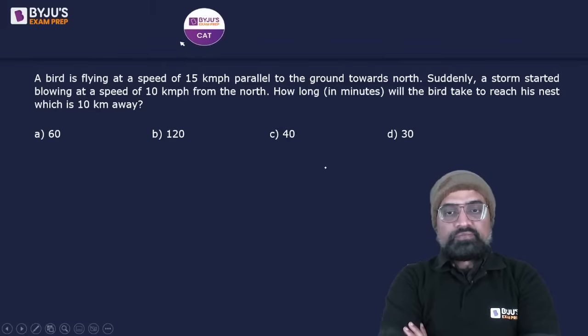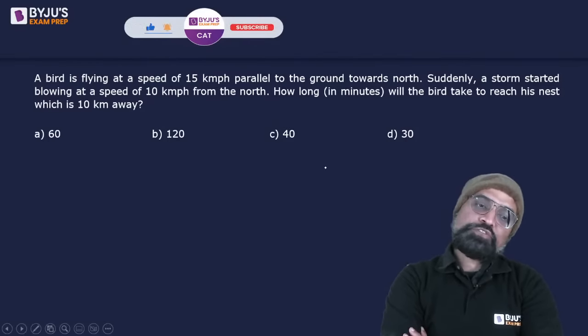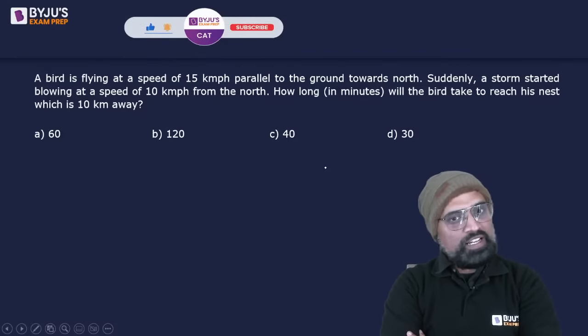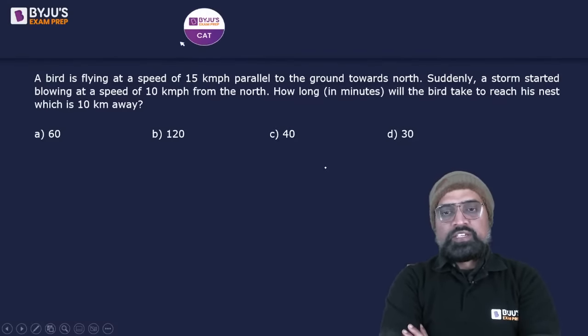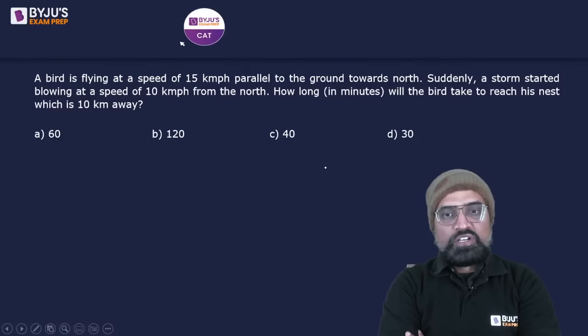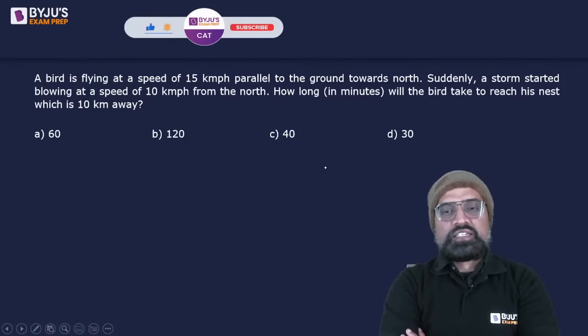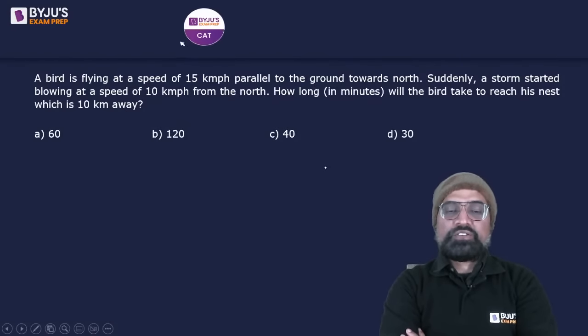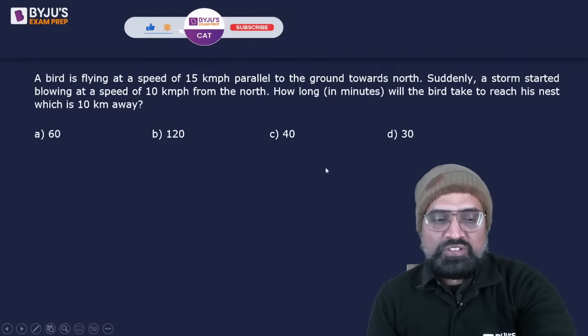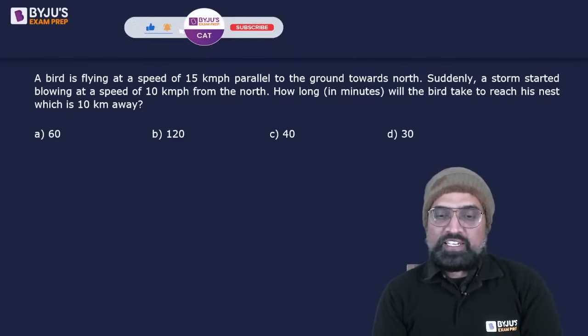TSD. A bird is flying at a speed of 15 km per hour parallel to the ground towards north. It doesn't look like TSD. Suddenly a storm started blowing at a speed of 10 km per hour from the north. How long will the bird take to reach its nest, which is 10 kilometers away? Oh, that became a little too easy, no?